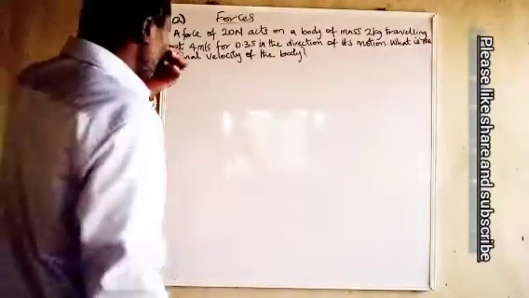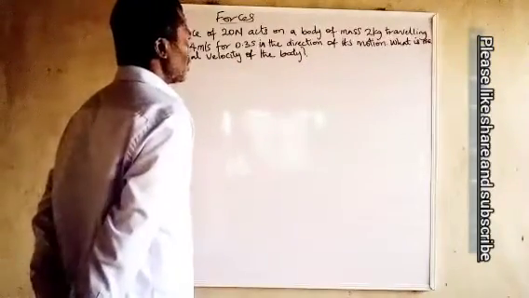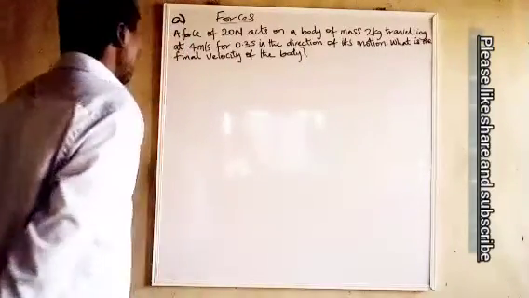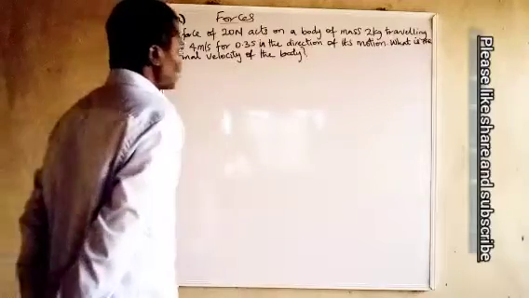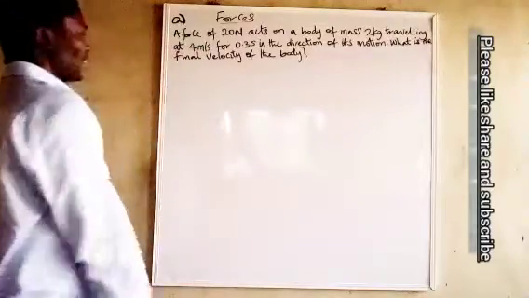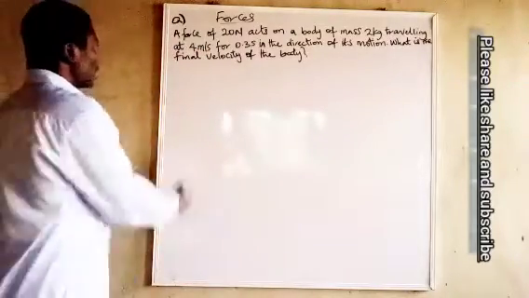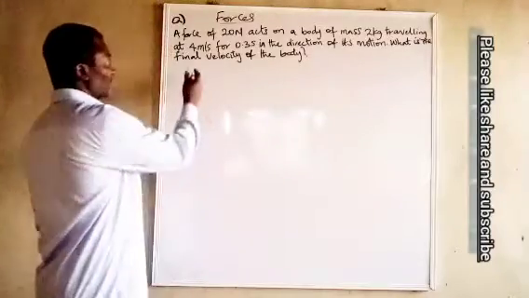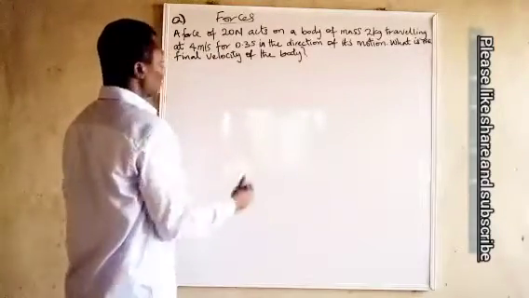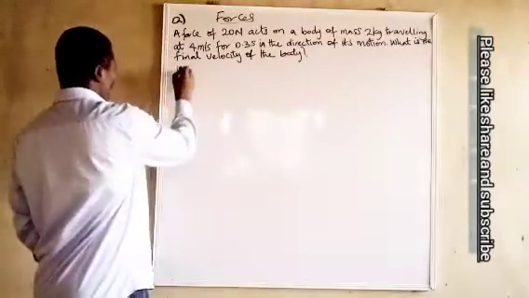A force of 20 newton acts on a body of mass 2 kilograms traveling at 4 meters per second for 0.3 seconds in the direction of its motion. What is the final velocity of the body? This one is easy. Let's first of all calculate the impulse that the force exerts on the moving body.